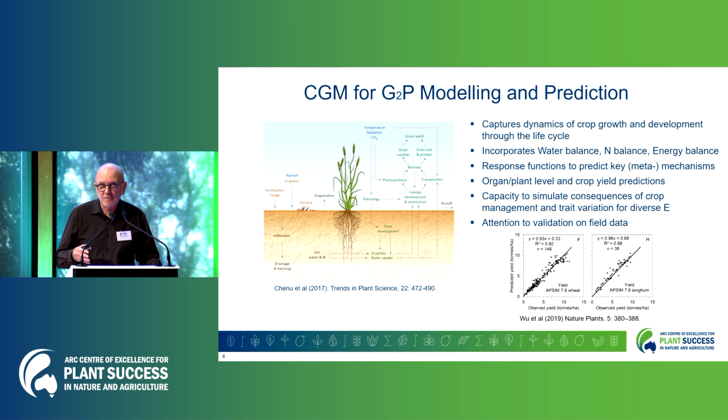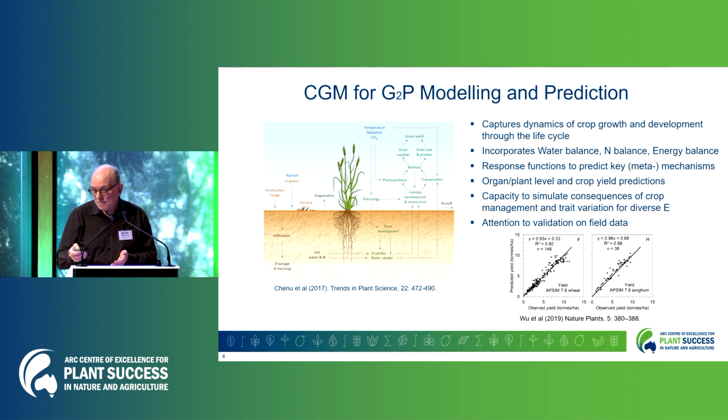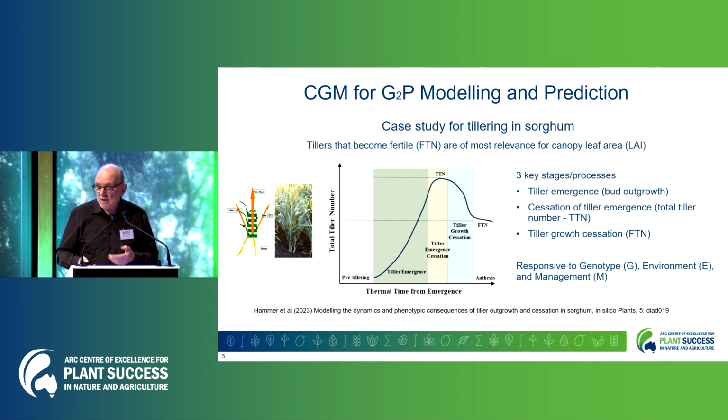One of the critical things, though, is this is not done in isolation from testing by validation with field data, and the example there just shows some predicted versus observed plots from a paper from Alex Wu. So once you've got these algorithms together and you predict what happens every day through a crop, you can test if you're on track or not and find out why not, and hopefully improve the capacity to model. I want to give a quick example on tillering in sorghum.